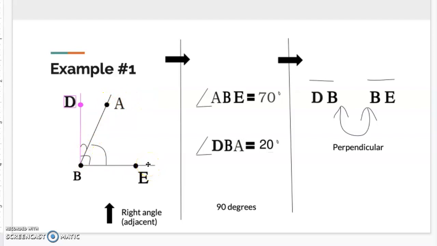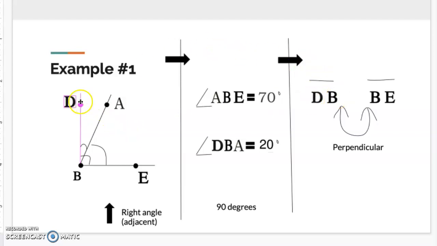ABE is 70 degrees, and we can tell because it obviously is bigger than this small acute angle here. Angle DBA is 20 degrees. So if you add 70 degrees plus 20 degrees together, it will add up to be 90 degrees, which is why this example is perfect for complementary angles. Another one that would be good to represent these complementary angles could be a big angle ABE at 60 degrees and DBA as 30 degrees. This 60 plus 30 will add up to 90 degrees as well.